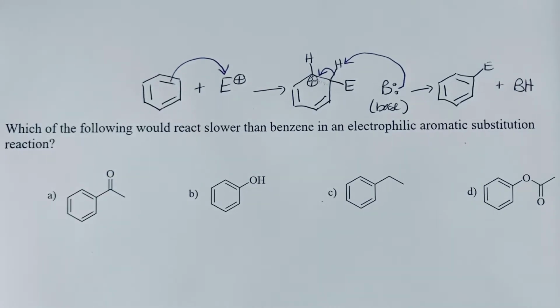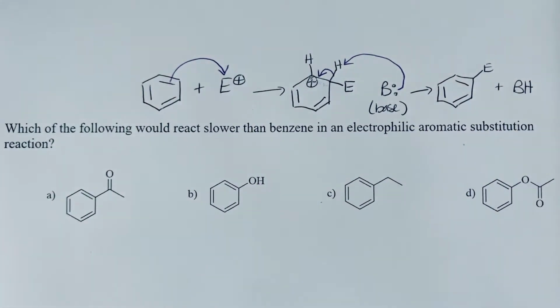Which of the following would react slower than benzene in an electrophilic aromatic substitution reaction? So what we have drawn up here is the generic mechanism for an EAS, or electrophilic aromatic substitution reaction.